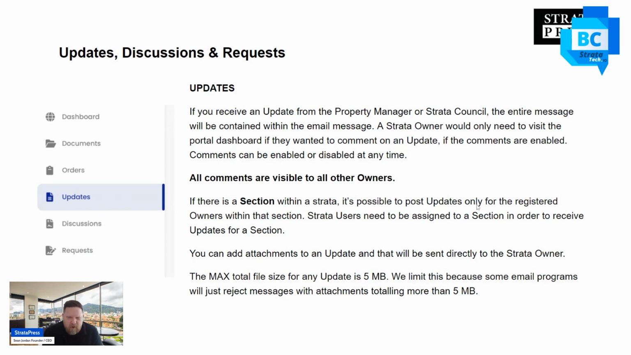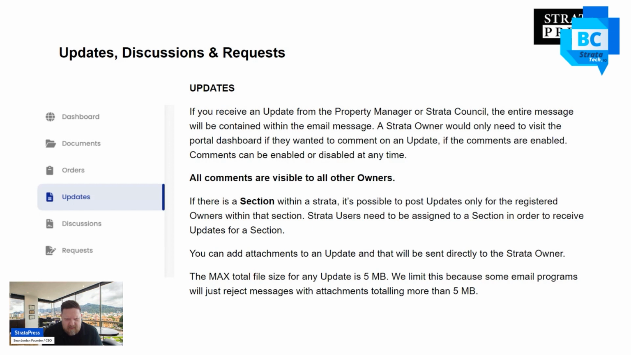So updates go out to everybody, and they're posted by the property management company or the Strata Council. And anybody who's registered, who's accepting updates in their email, will get an update. It can include an attachment. It includes the entire message that's been sent, so nobody has to visit the actual portal to read the information.